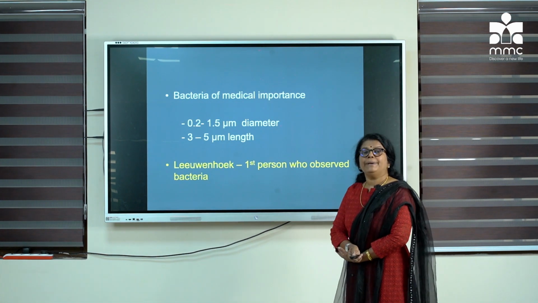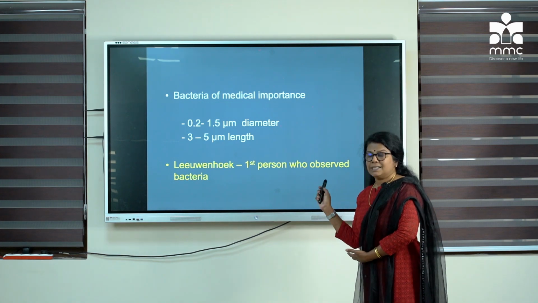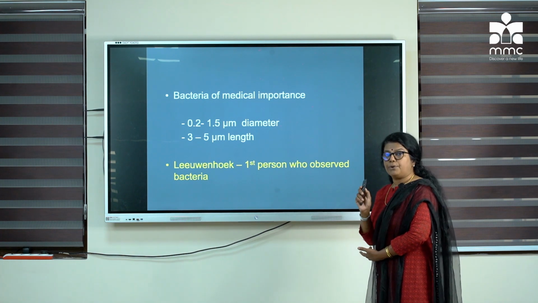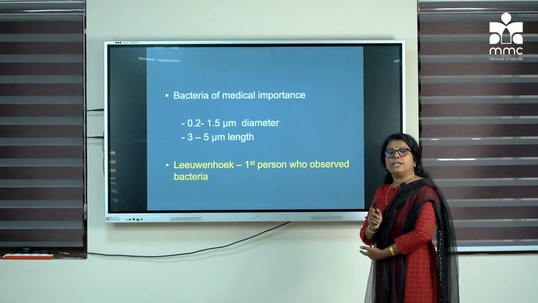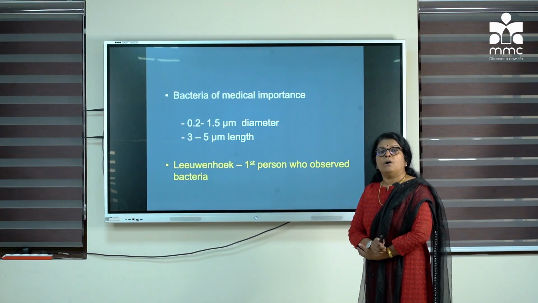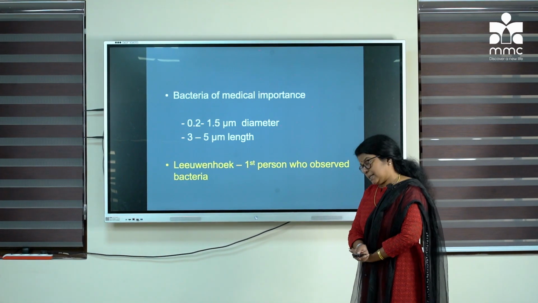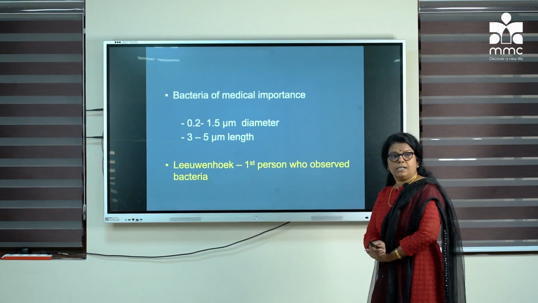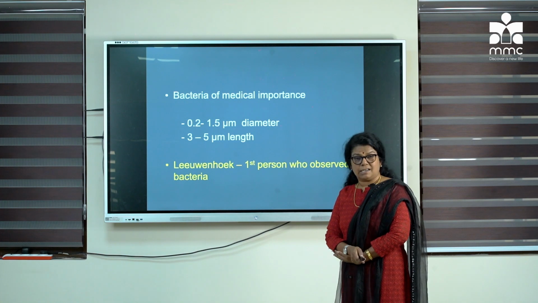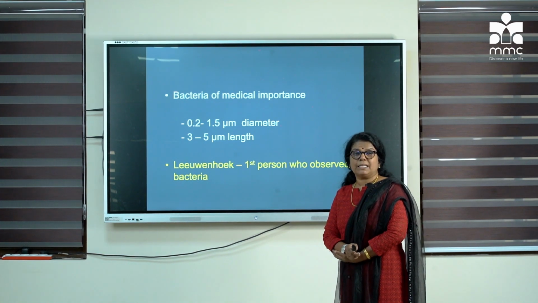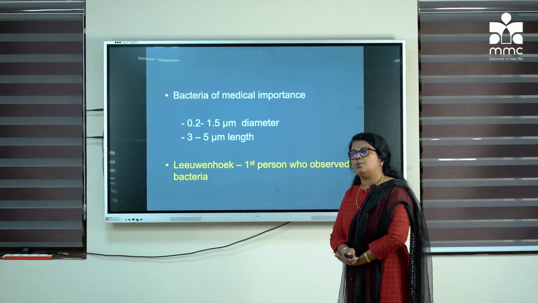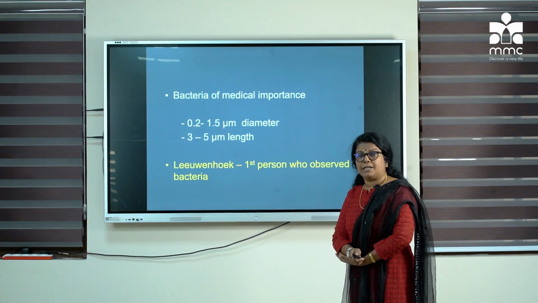And the bacteria of medical importance are of this size: the diameter varies from 0.2 to 1.5 microns and the length 3 to 5 microns. This is the normal size of all the medically important bacteria. As we discussed in the introductory class, you must be remembering Leeuwenhoek, the first person who observed bacteria under the microscope.